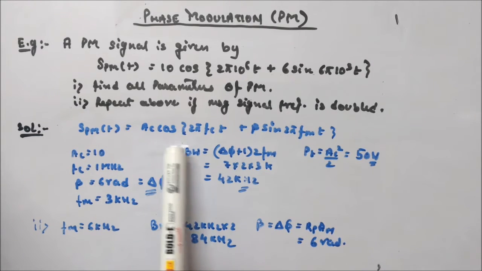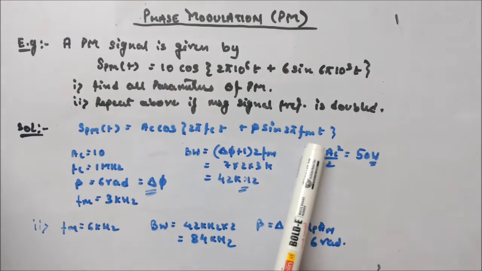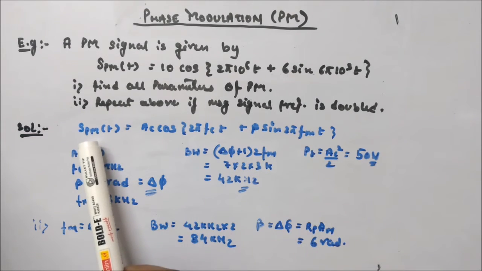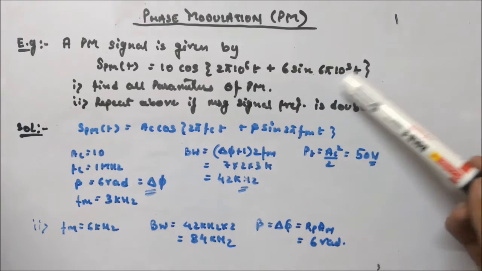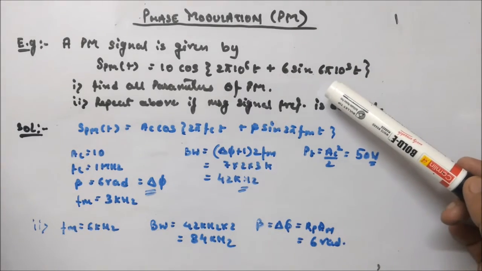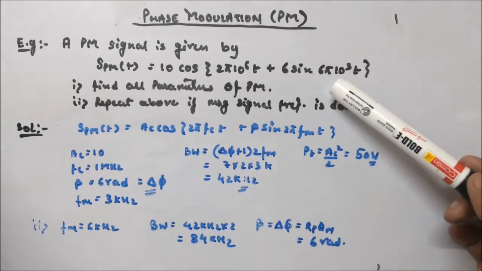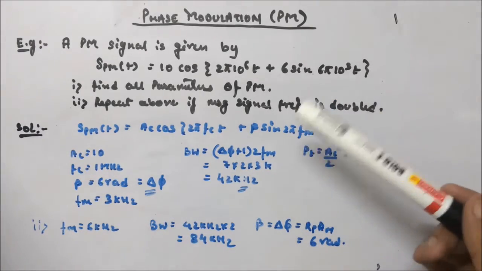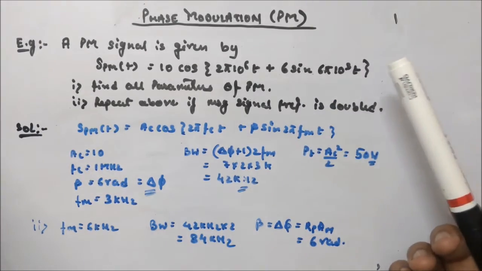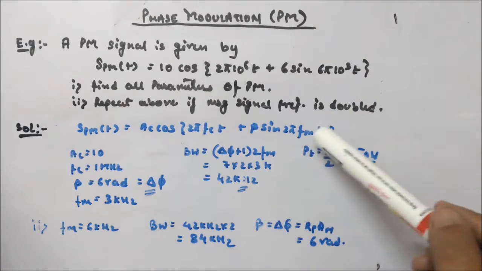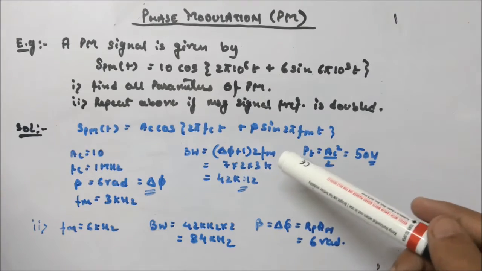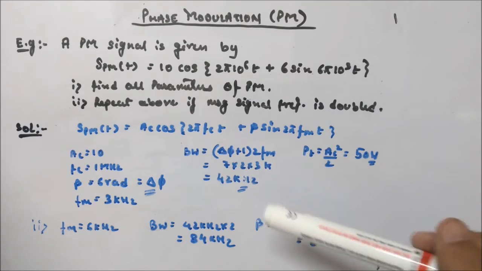s_PM(t) is equal to A_c cos(2πf_c t + β sin 2πf_m t). We are comparing this equation with this equation. Now don't get confused with this part, because here m(t) is taken as a sine signal rather than a cosine signal. m(t) can be either sine or cosine. So in this question it is taken as sine, so you'll get a beta here.